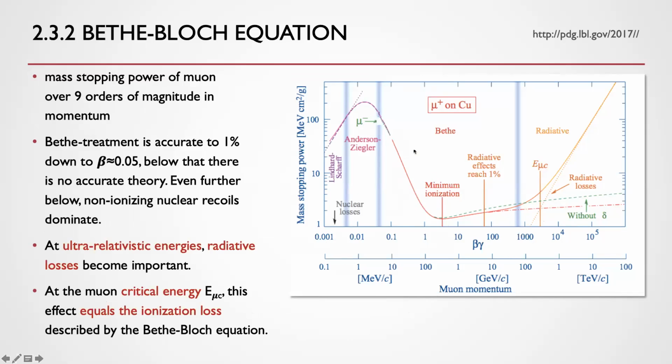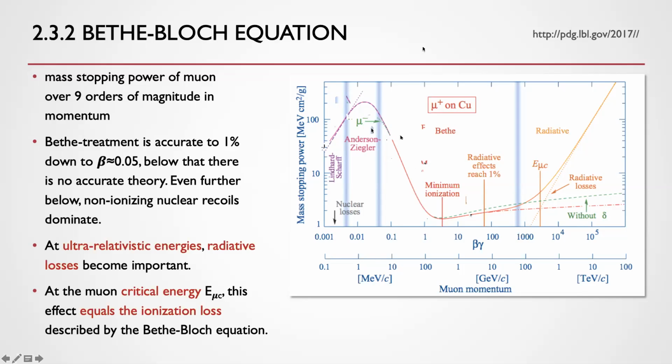The dE/dx in the regime of the 1 over beta squared term and the log gamma rise is called the Bethe-Bloch equation, and this energy regime, this momentum regime, is called the Bethe region. For much lower momenta, once the particles have thermalized, there are different corrections and effects that change the behavior. But all in all, over 9 orders of magnitude, the stopping power of material on heavy charged particles is known and very well described.